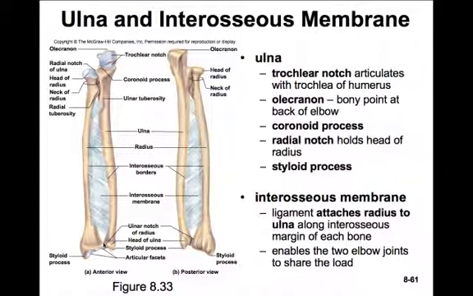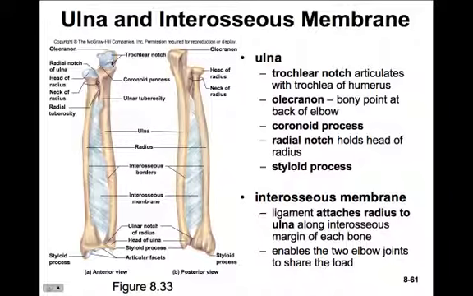Now let's take a look at the ulna. The ulna is the bone that's located, when our hands are in anatomical position, on the medial side of the arm. It has a few big features. Let's look at the proximal end first.